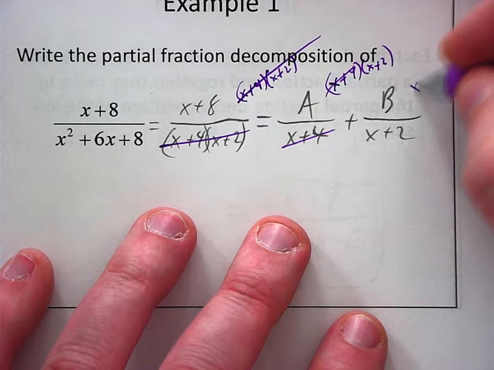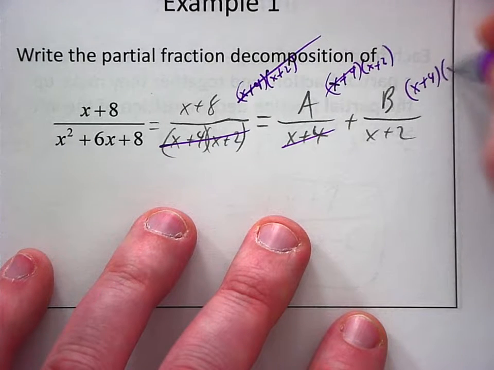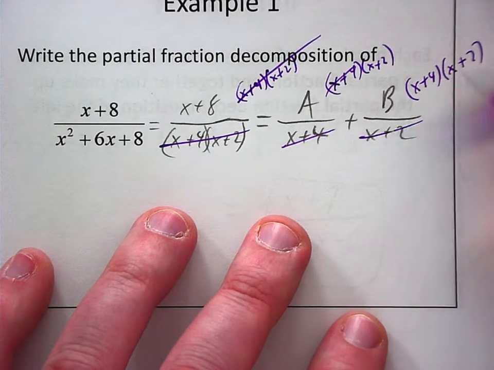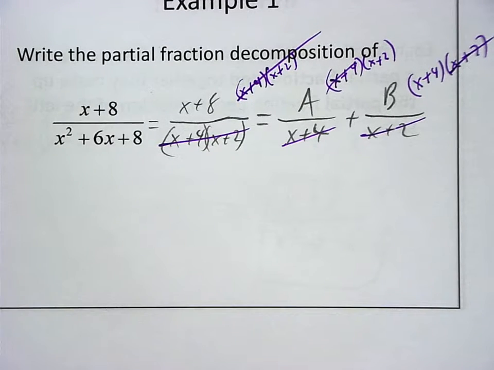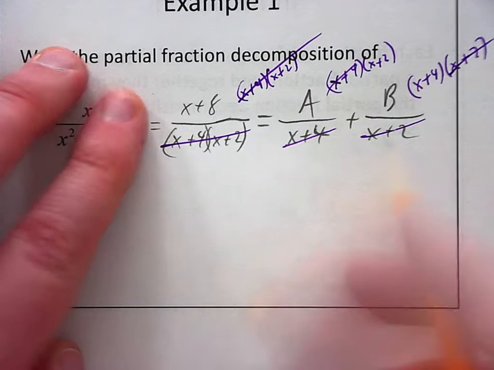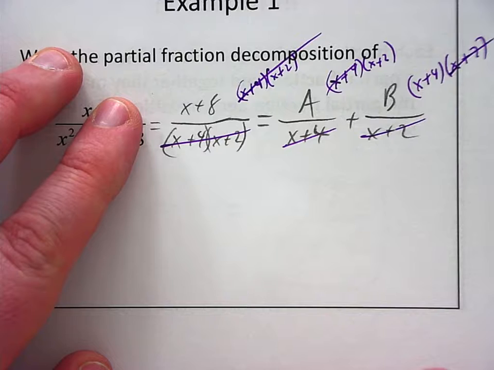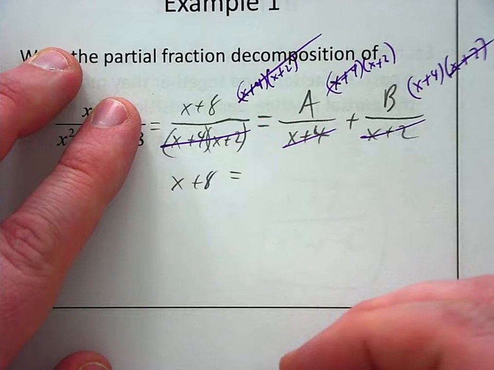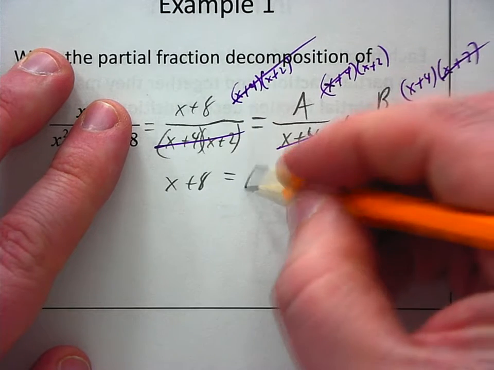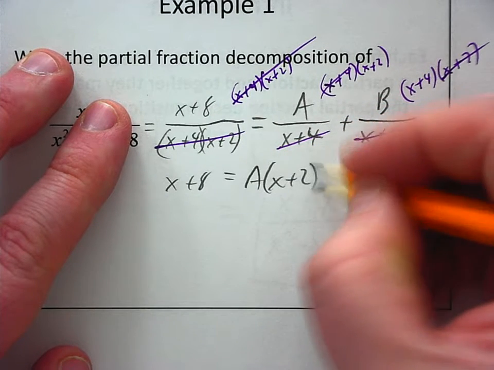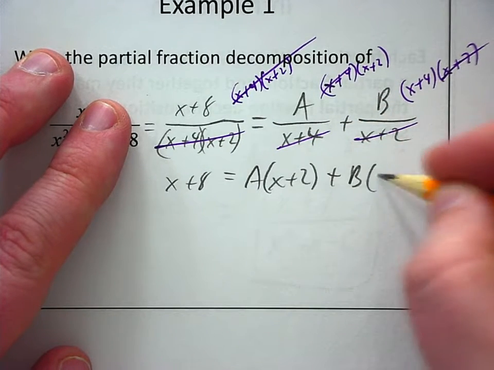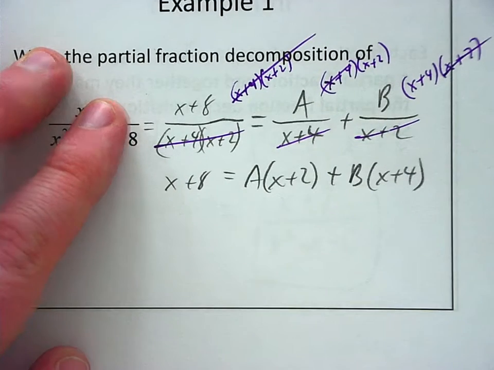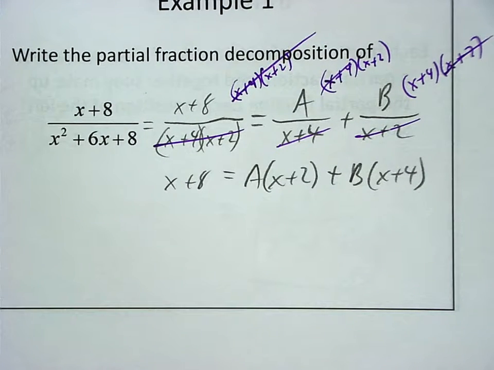Then you're going to do the same thing again. X plus 4 times x plus 2, but now the x plus 2's are gone. So then on the left side, what's the only thing I have left? X plus 8. Now, that's going to equal a times x plus 2 and b times x plus 4. Everybody follow that process?